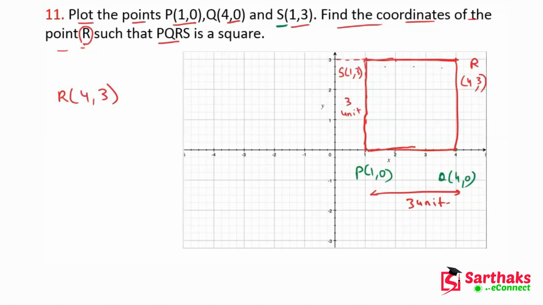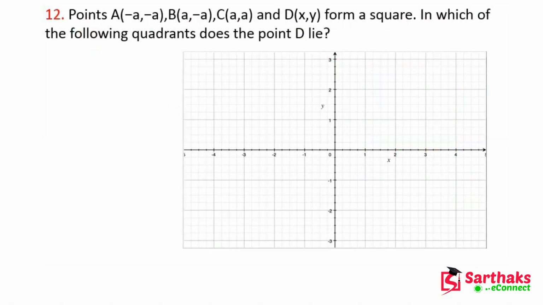So now let's move on to the next question. My dear friends, question number 12 is: points A, B, C and D form a square. Point A is minus a comma minus a, point B is a comma minus a, point C is a comma a, and point D is x comma y. In which of the following quadrants does point D lie?